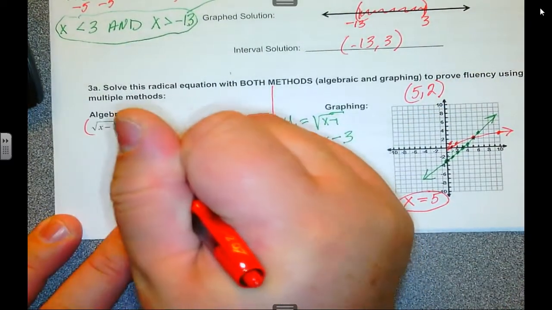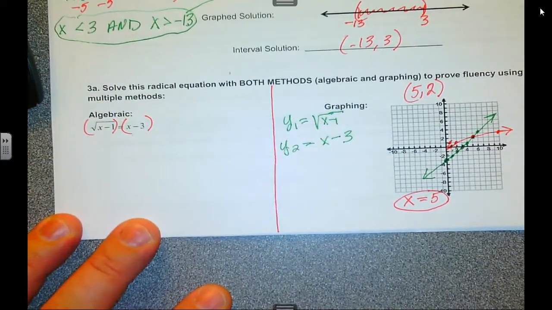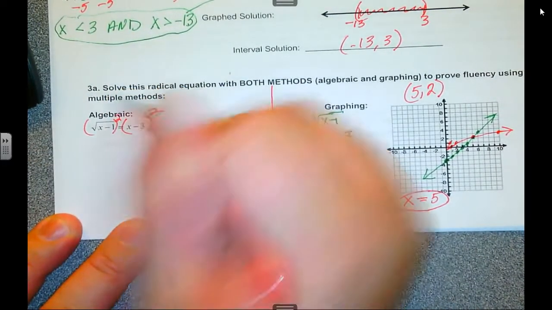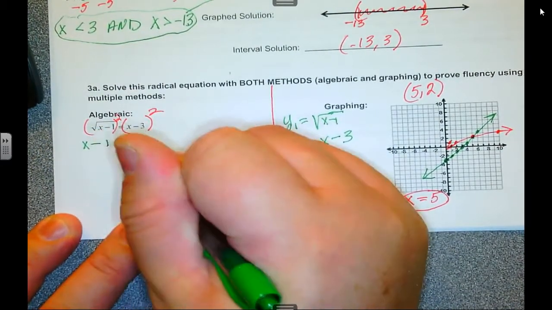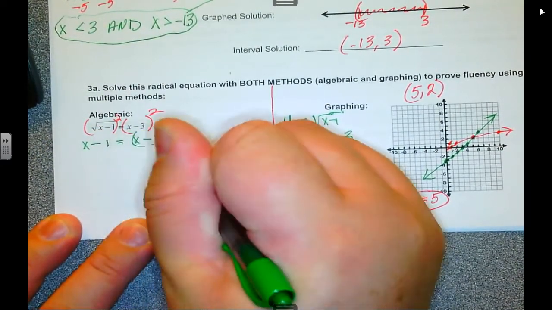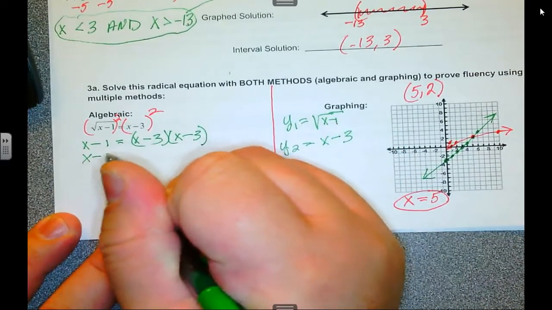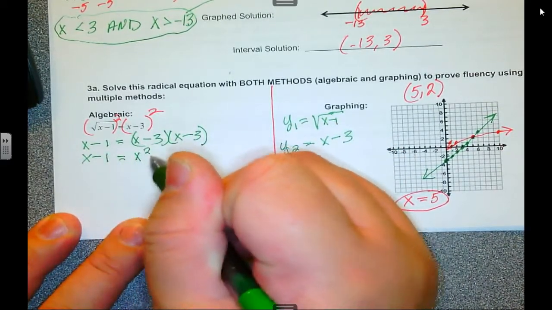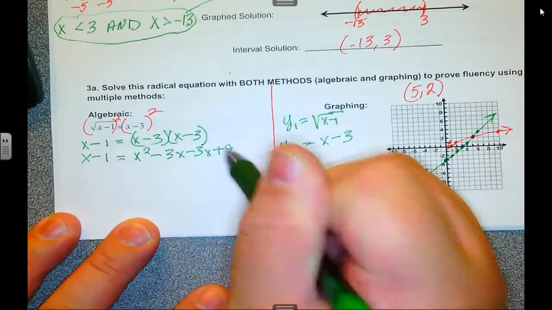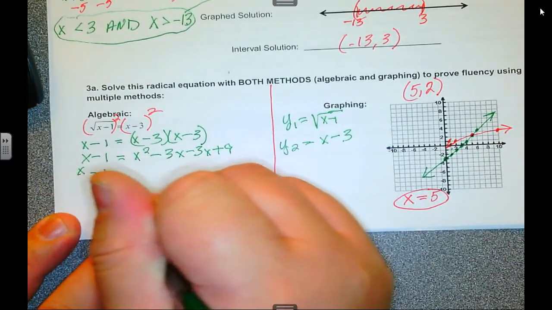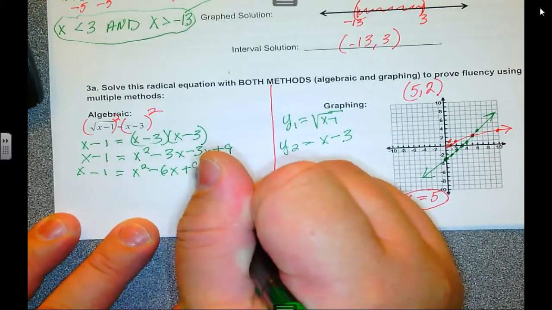Okay? Square both sides. So I get x minus 1 equals x minus 3 times x minus 3. So x minus 1 equals x squared minus 3x plus 9. x minus 1 equals x squared minus 6x plus 9.